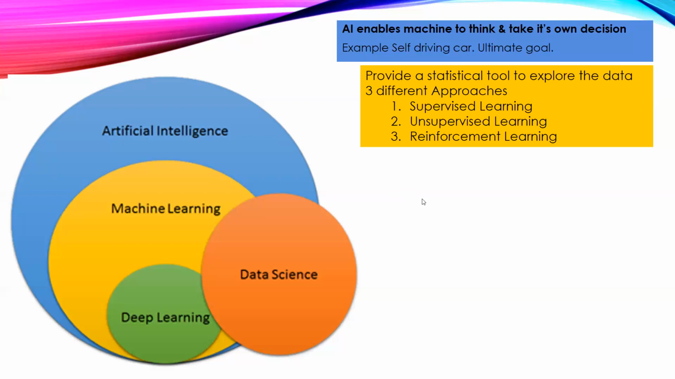So you all understand what artificial intelligence is. Now, getting into machine learning. Machine learning provides a statistical tool to explore the data in 3 different approaches. It is a tool for how the machine learns. There are 3 different approaches in machine learning: supervised, unsupervised, and reinforcement learning. Those are the 3.